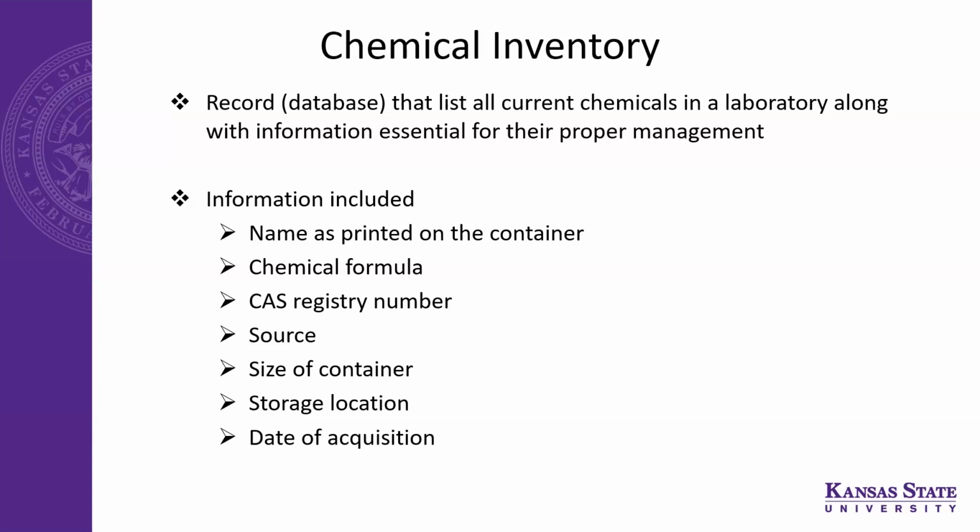Where it came from, the manufacturer, the supplier, and the size of the container, 100 grams or 5 grams or whatever the size. Then what is the location in your lab where you can find it? The date on which the chemical was received. When all this information is documented, it is quite easy to find a chemical.